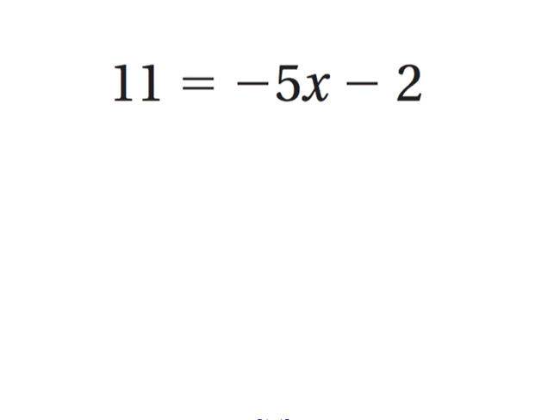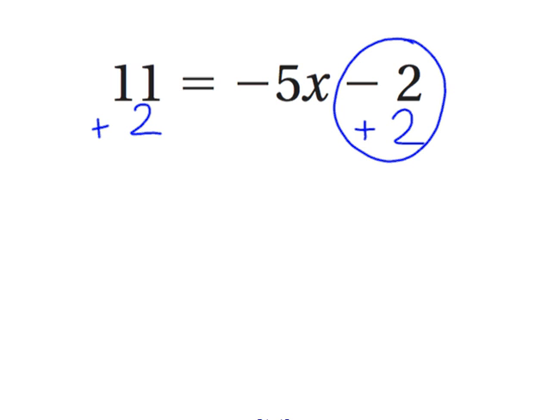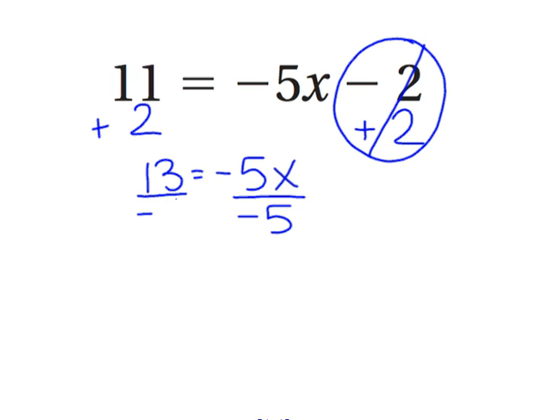Okay, next one, 11 equals -5x minus 2. So this time the variable is on the right-hand side. I'm still going to start by canceling out the constant first. So instead of subtracting 2, I'm going to add 2 positives to each side to make a 0 pair. So I get 13 equals -5x, and then I'm going to divide by -5 on each side.